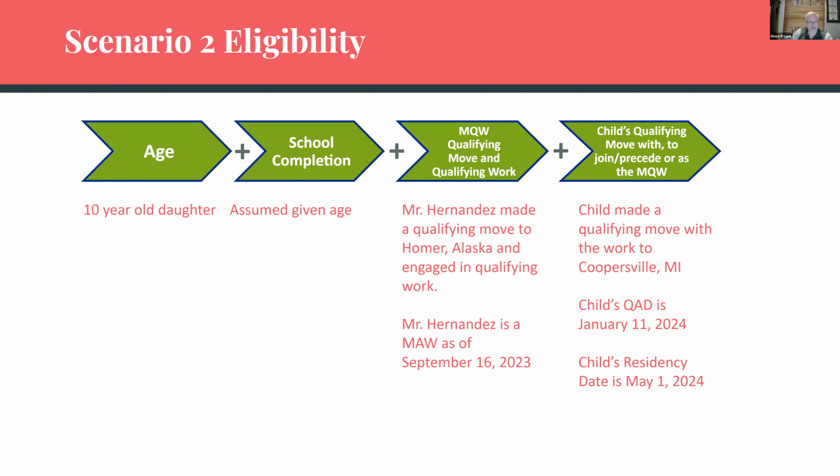Since he was considered a migratory agricultural worker, anytime the children move to join or precede that worker, the child will become eligible for the MEP or eligible for a new QAD. So the last time the child made a qualifying move was to Coopersville, January 11th, which gives them that QAD. The residency date would be May 1st, when they actually started living in Traverse City.